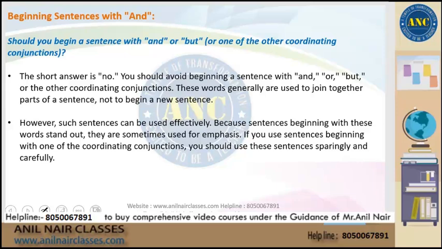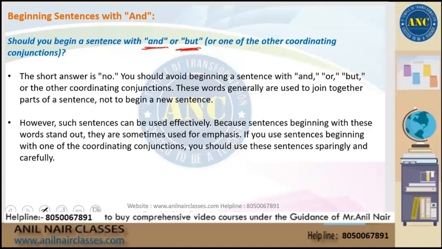Beginning sentences with and. Let's learn to understand whether you should or shouldn't begin a sentence with either and or but, or any of the other coordinating conjunctions. Simply, you cannot. You can never begin a sentence with either and or but.